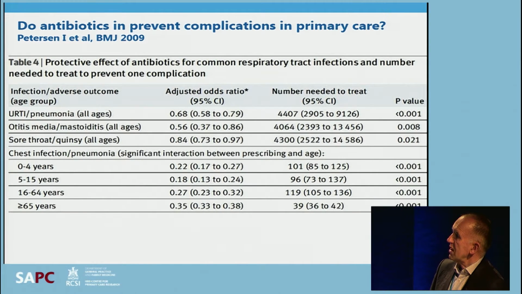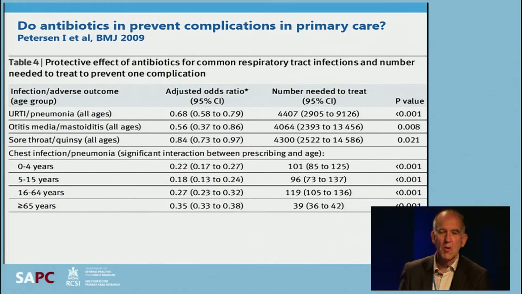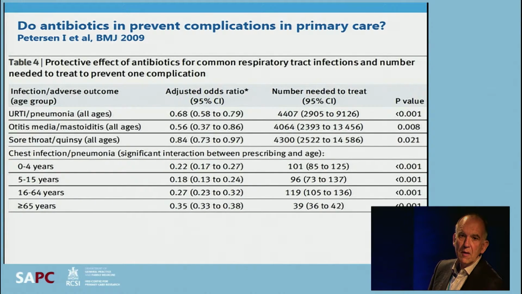And what you see is that, yes, it avoids serious complications, but the number needed to treat is over 4,000 for 3 of the 4 infections. So in fact, you really have to treat more than 4,000 patients to avoid 1 complication. For chest infections and pneumonia, it's slightly lower. Even for people over 65, it's 40 cases.